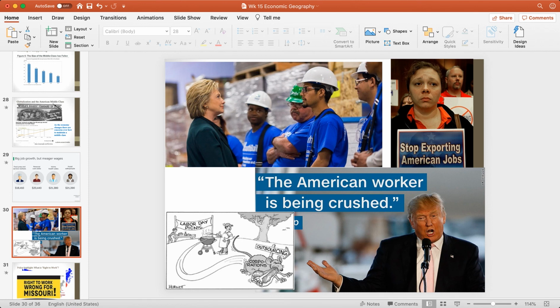So in 2016, we had a lot of people running for president, but the Democratic nominee, Hillary Clinton, and Donald Trump both started to argue that globalization is hurting the middle class in the United States.